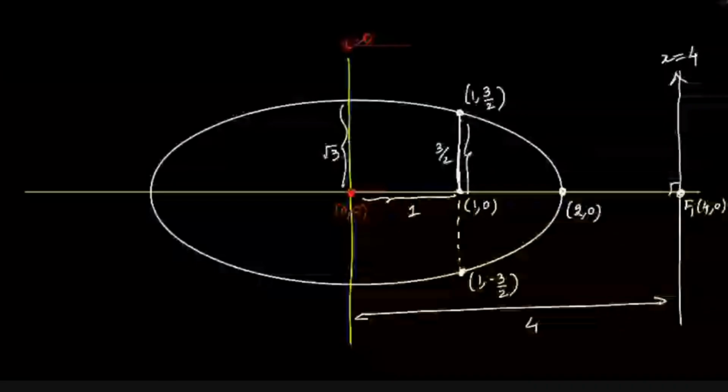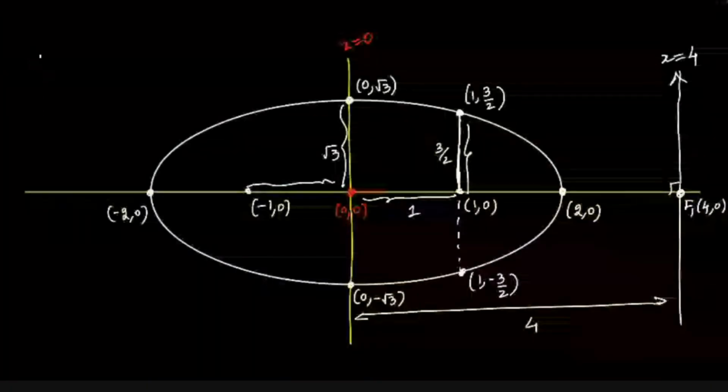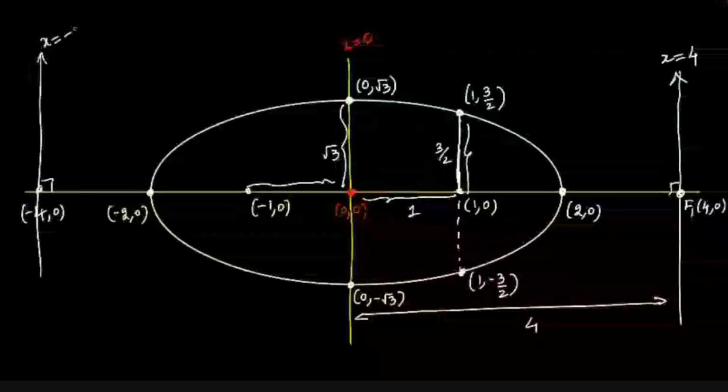This is root 3 units. So what are the ends of the minor axis? 0, root 3 and 0, minus root 3. Another focus will also be at 1 unit, so this is minus 1, 0. Other end of the major axis, minus 2, 0. Another foot of the directrix, minus 4, 0. So this is x equal to minus 4.